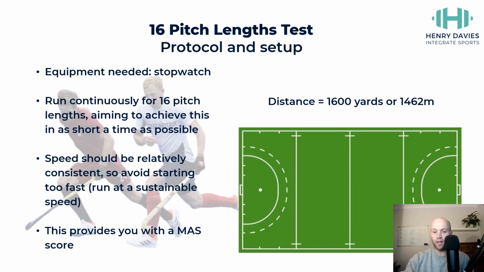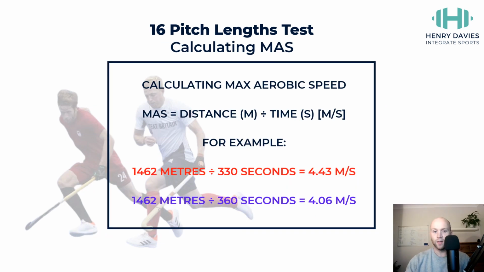At the end of this, you're going to get your mass score. The mass score is essentially just the distance divided by time. To calculate this, you take the distance in meters, so 1,462, divided by the time it takes in seconds, and that's going to give you your mass score in meters per second. So, maximal aerobic speed score in meters per second.